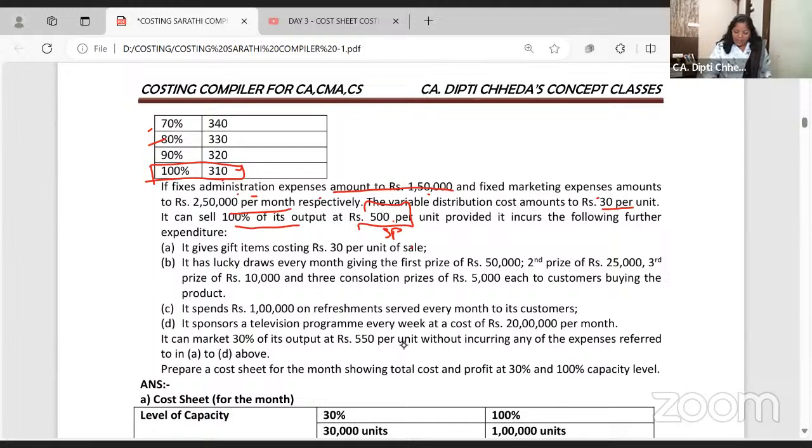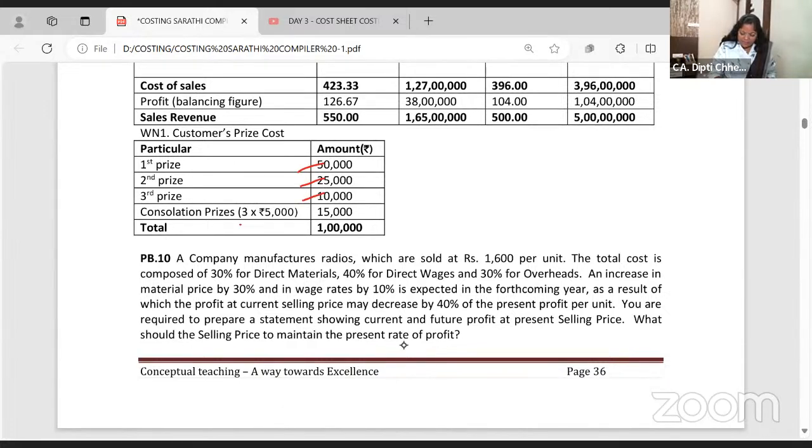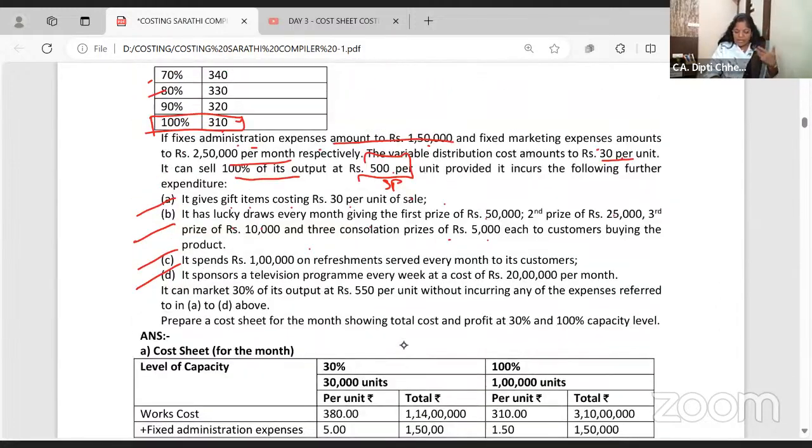500. Okay. But if you want to work at 100% capacity, you have to incur certain additional expenses. Now, what are those additional expenses? It gives a gift costing 30. Okay. It gives lucky draw prizes. First prize, second prize, third prize. So this is like a fixed cost. ये देखो मैंने इसके लिए working भी बनाया. First prize, second prize, third prize and consolation. So if you want to work at 100%, 1 lakh ke to you will have to give the prizes. It spends 1 lakh on the refreshment for the customer.